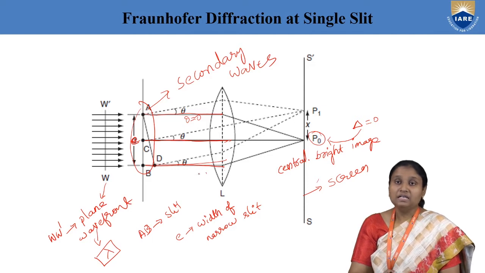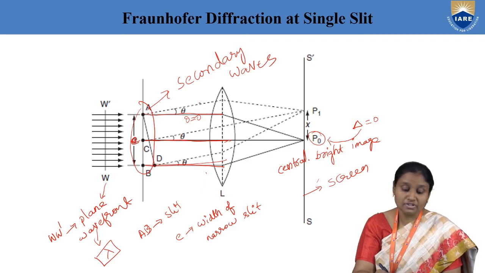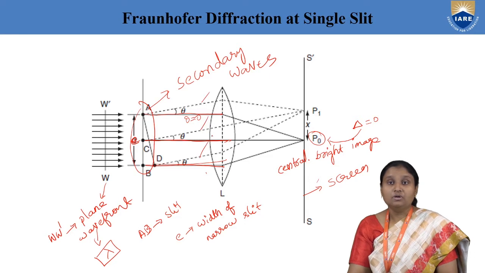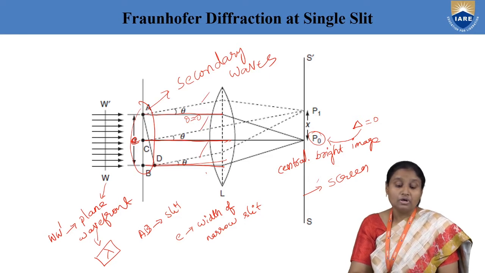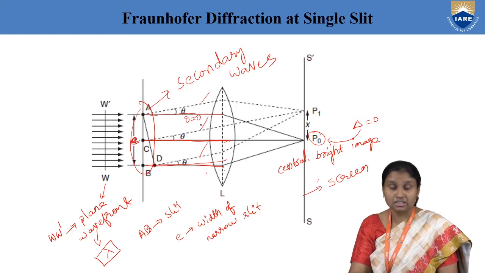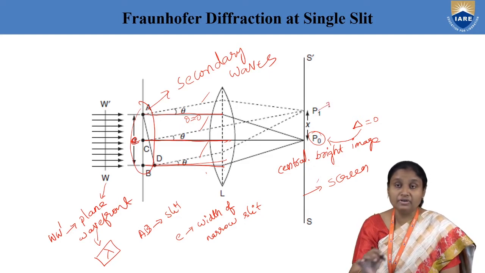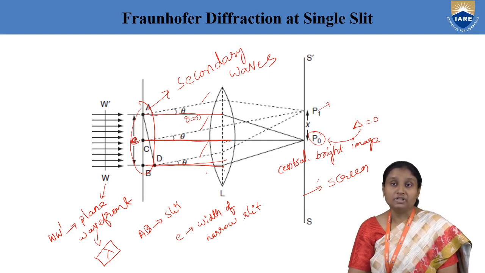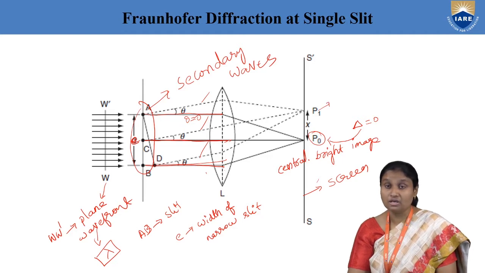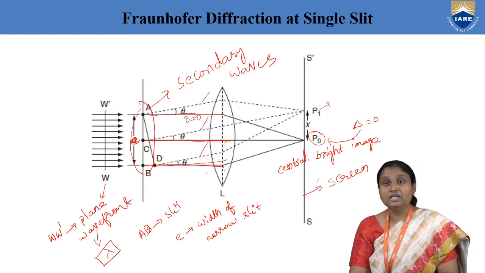Next, I am considering another set of secondary waves which are making angle theta with the normal direction. All these are shown by dotted lines. What are these dotted lines? They represent secondary waves which are making angle theta with the normal direction, and I am making all these secondary waves focus at the point P1. So I've selected one more point P1. How will I get this point P1? This is because of all those secondary waves which are making angle theta with the normal.